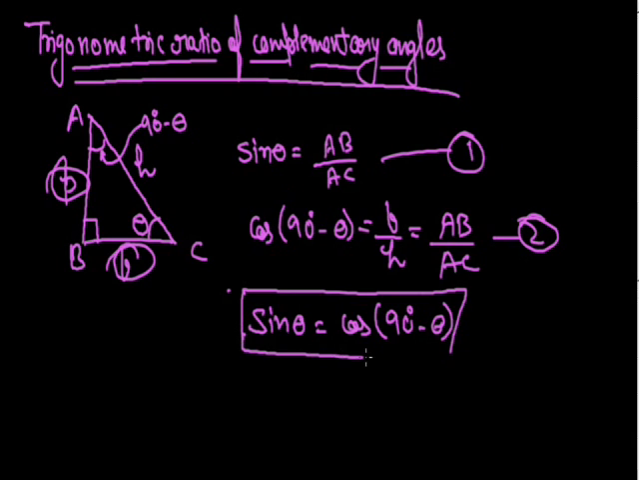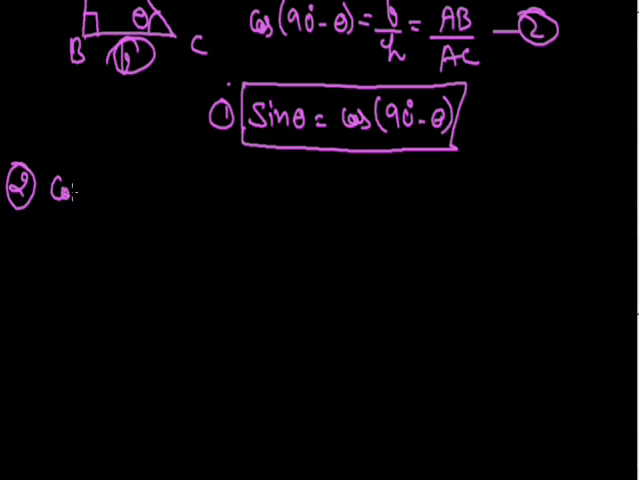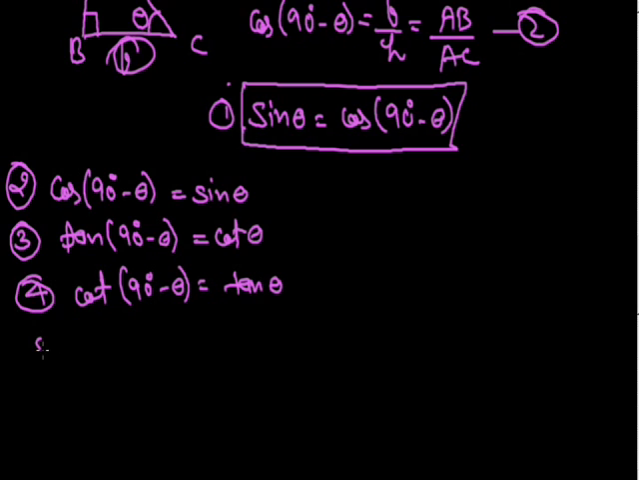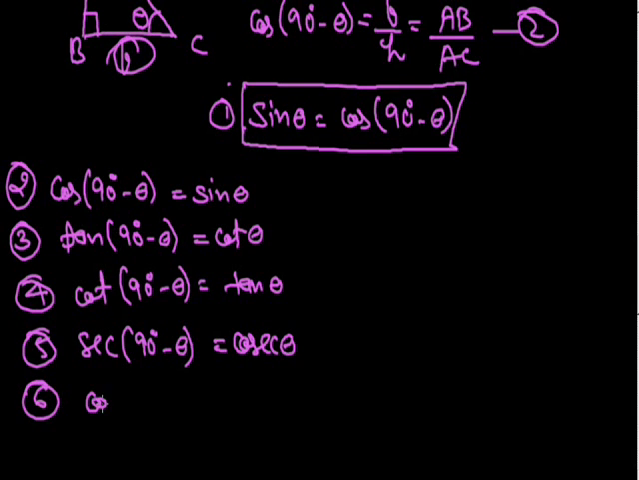And as we have told in the starting that cosine is the complement of sin θ, similarly we can prove that cos(90 − θ) is equal to sin θ. Also, tan(90 − θ) is equal to cot θ. Fourth, cot(90 − θ) is equal to tan θ. Sec(90 − θ) is equal to cosec θ. And finally, cosec(90 − θ) is equal to sec θ.